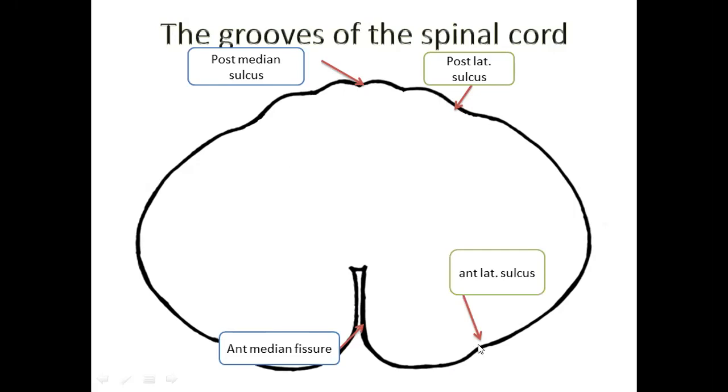So we have sulci dividing the spinal cord at its external surface. This is the anterior median fissure or sulcus extending in the midline anteriorly. The posterior median sulcus is present in the midline posteriorly. On both sides of the posterior median sulcus are the two posterolateral sulci, and here, this is the anterolateral sulcus.